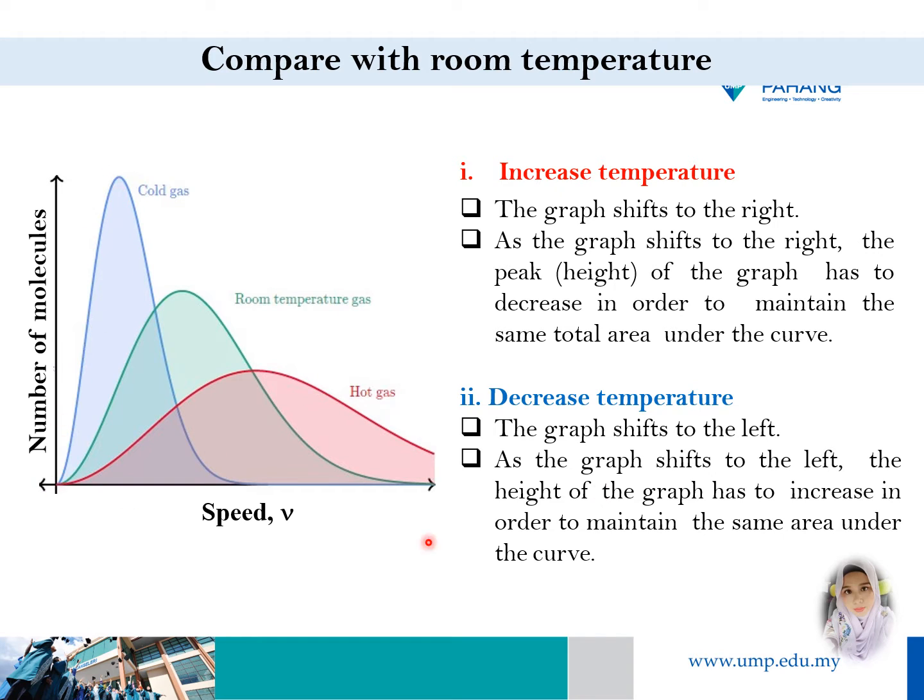shift to the left. As the graph shifts to the left, the height of the graph has to increase in order to maintain the same area under the curve. This can be seen in the curves, which represent the same gas with a constant amount of molecules at different temperatures. As the gas gets cooled, the graph becomes taller and more narrow. Similarly, as the gas gets hotter, the graph becomes shorter and wider.